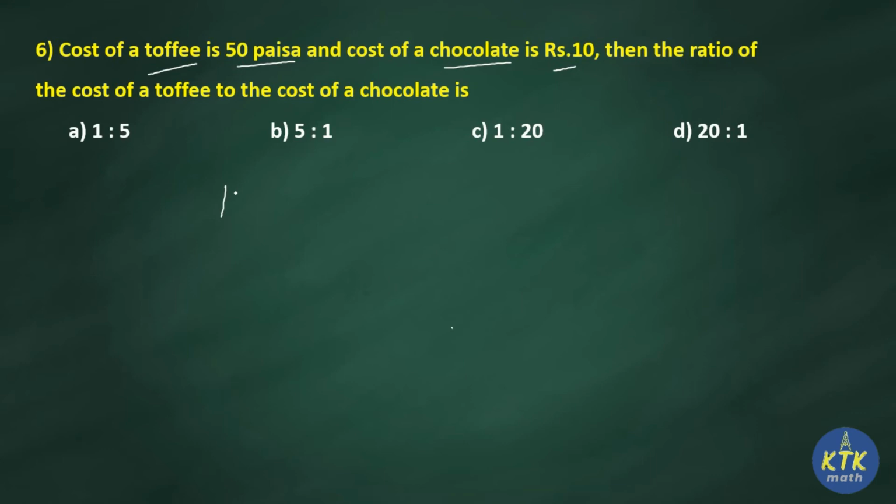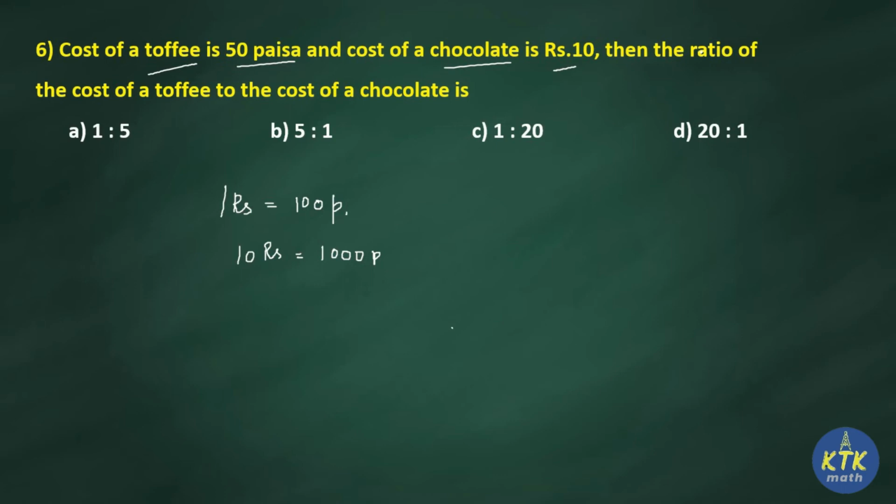So what is 1 rupees? 1 rupees is how many paise? 1 rupees is 100 paise. Okay, 100 paise. Then how much they gave? 10 rupees. So 10 into 100 is what? 1000 paise. So 10 rupees is 1000 paise.